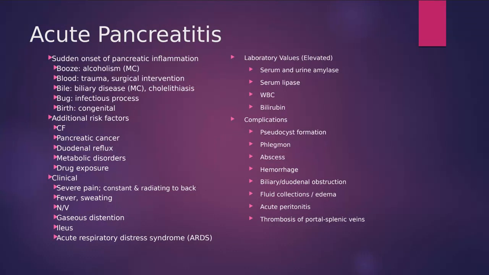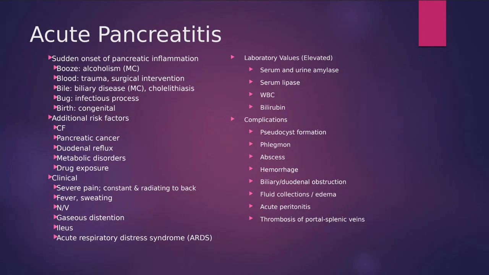We also have additional risk factors that can cause acute pancreatitis, but they're a little less common than the 5 Bs. Cystic fibrosis, as we know, can cause acute pancreatitis, pancreatic cancer, duodenal reflux, if you know anyone who has acid reflux or GERD, metabolic disorder. So if you have a difficult time processing some type of carbohydrate, protein, fat, anything like that. And then drug exposure.